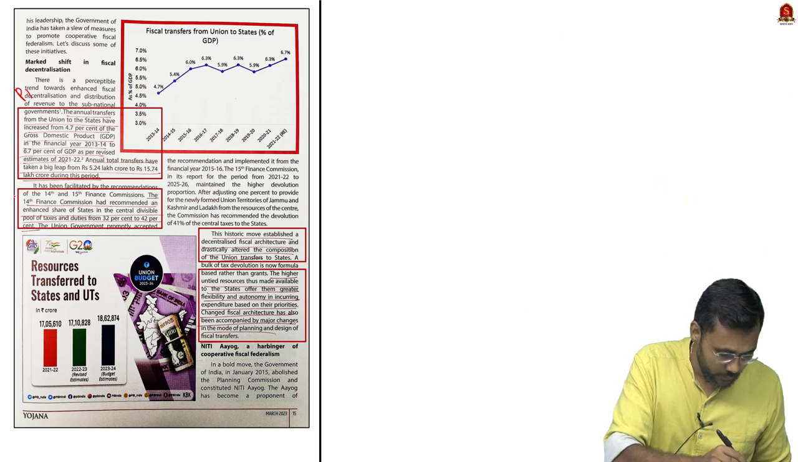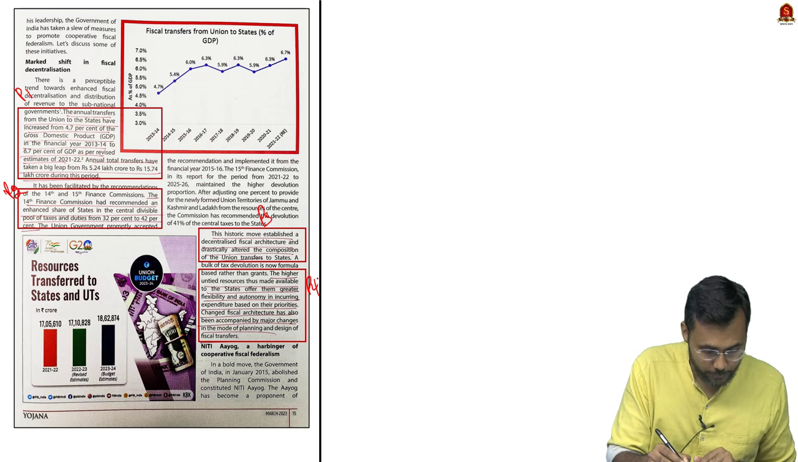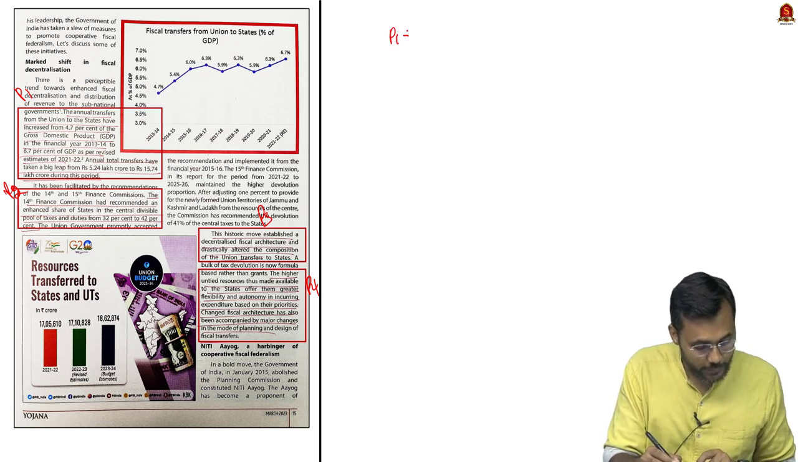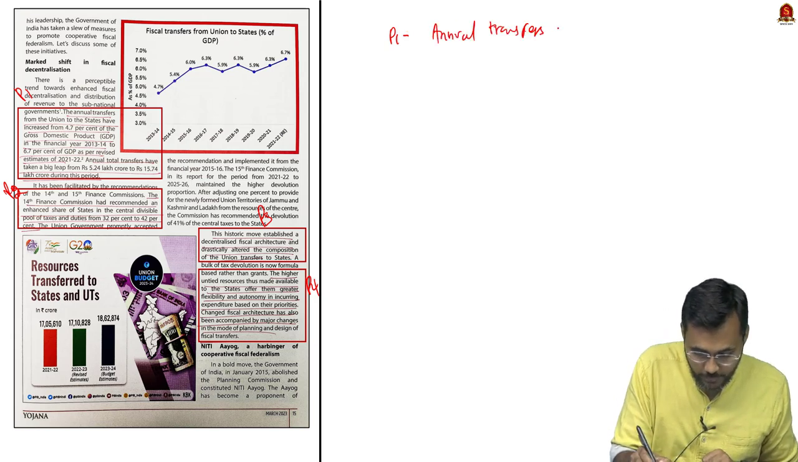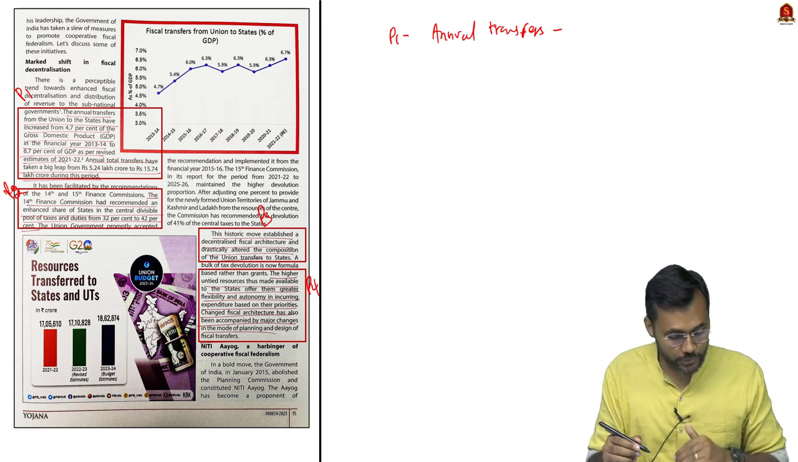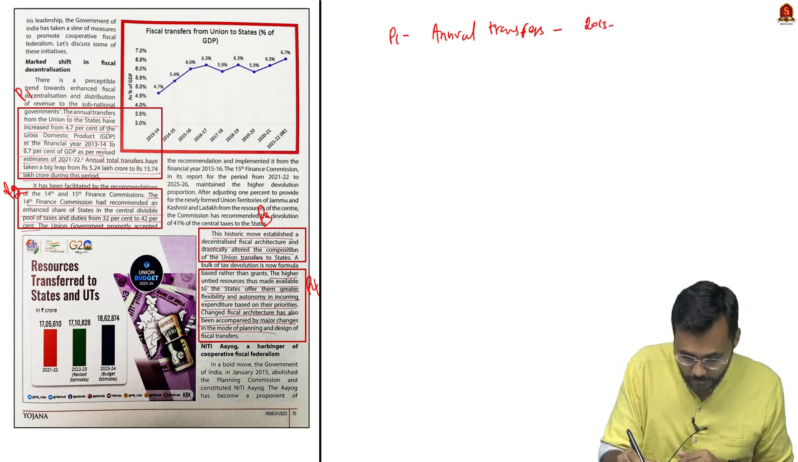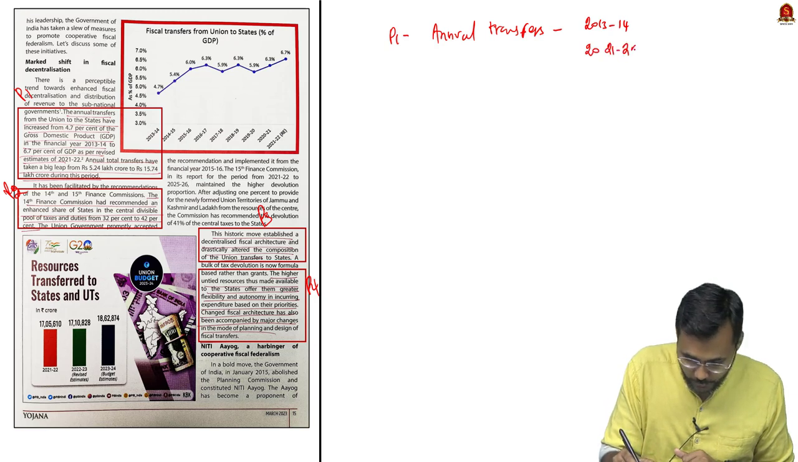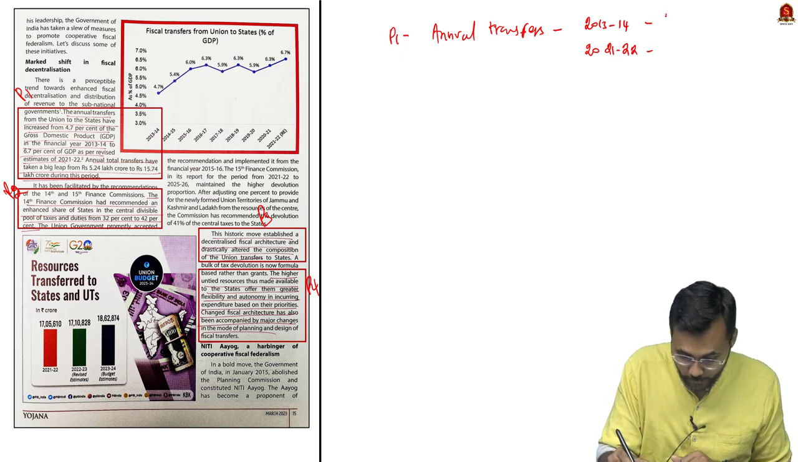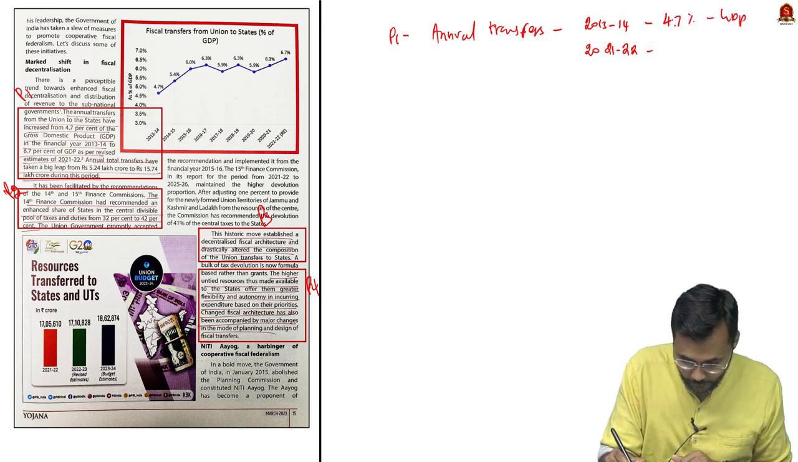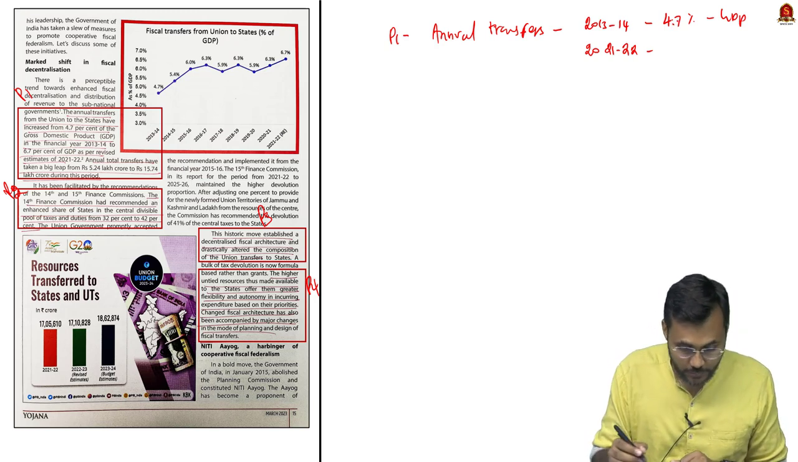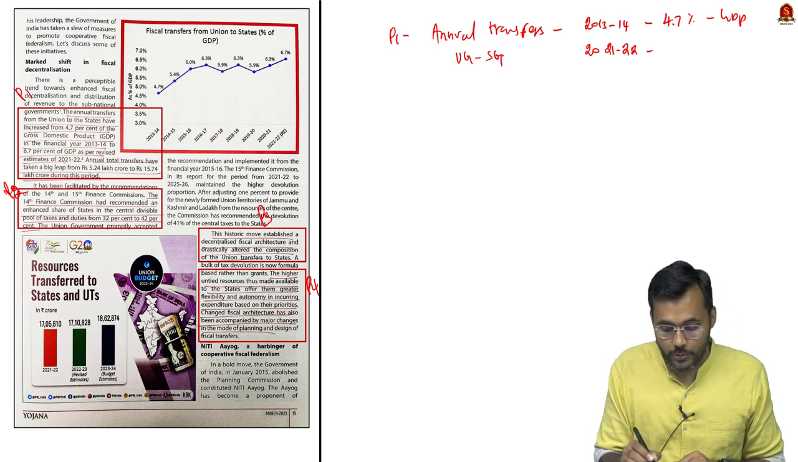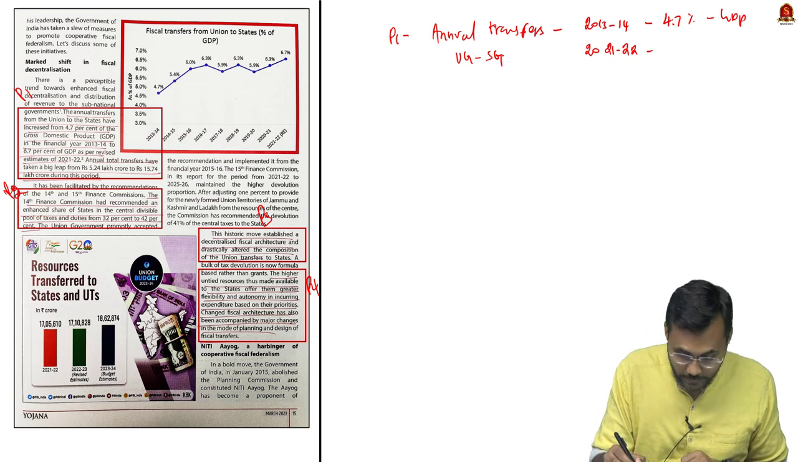Next, paragraph 1, paragraph 2, paragraph 3 and 4. In paragraph 1, it gives some financial data. We can see annual transfers, given in percentage terms. Money is being transferred from Union government to state governments. Annual transfers from 2013-14, that's when the present party came into power, to 2021-22. They have taken two time periods. In 2013-14, annual transfers from Union government to state government were around 4.7% of GDP. Right now that is around 6.7% of GDP. We can see the increase in the annual transfers from Union government to state government.